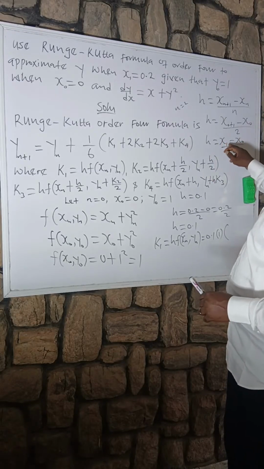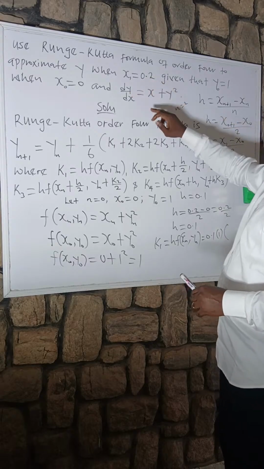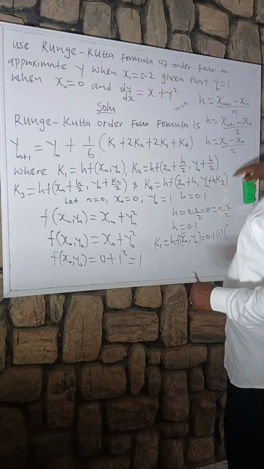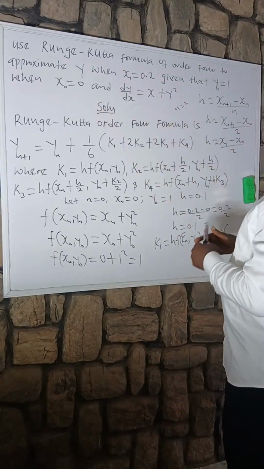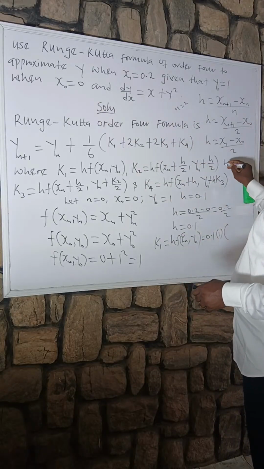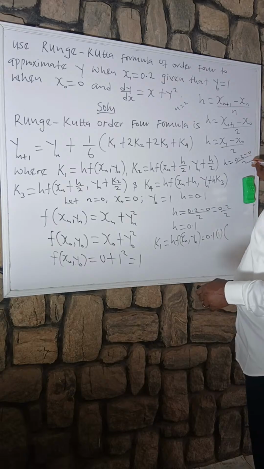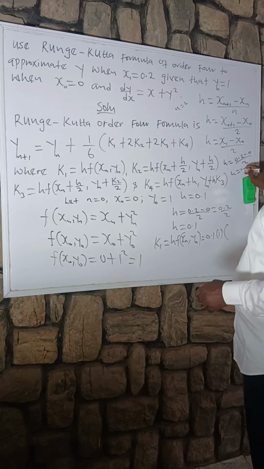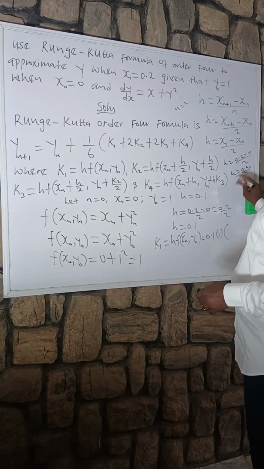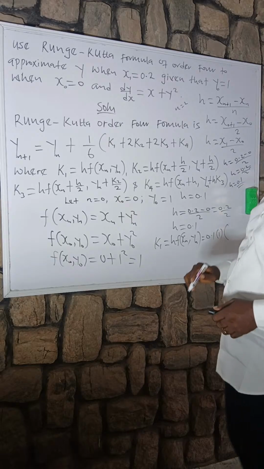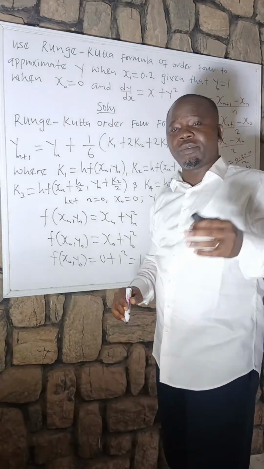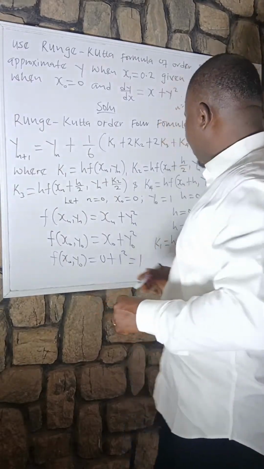Our x1 is given as 0.2, then x naught is 0. So this implies that h is equal to 0.2 minus 0 all over 2. This is 0.2 all over 2, which will give us 0.1. This is how we obtain our h.